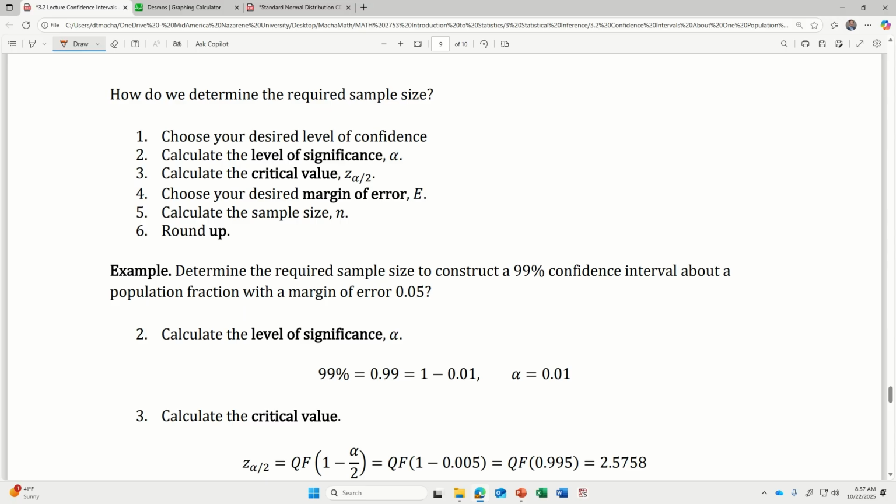All right, so one more type of problem that we're going to have today, and then we'll be done. It's another procedure for calculating a required sample size.